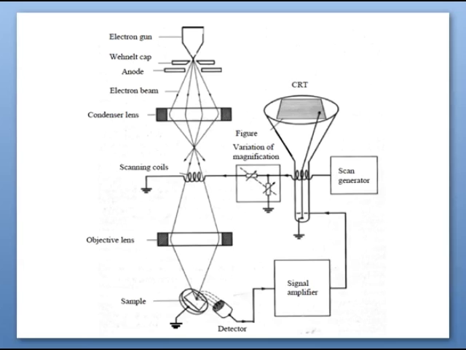when primary electrons come and hit the surface, secondary electrons are emitted by the surface of the specimen itself. These secondary electrons are detected by the detector, which is situated near the sample, and based on the detection of the secondary electrons generated, the image is generated on the CRT screen, which is situated here.